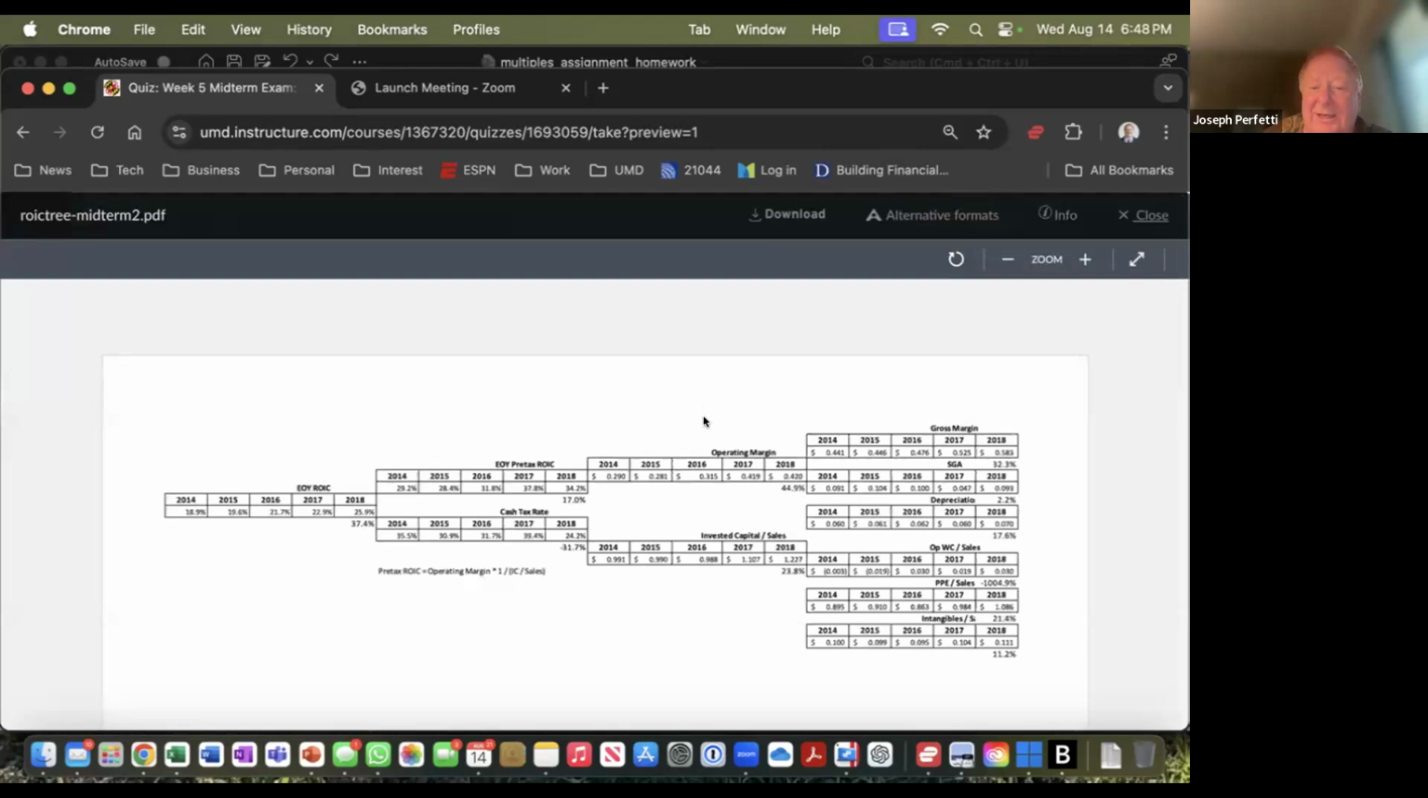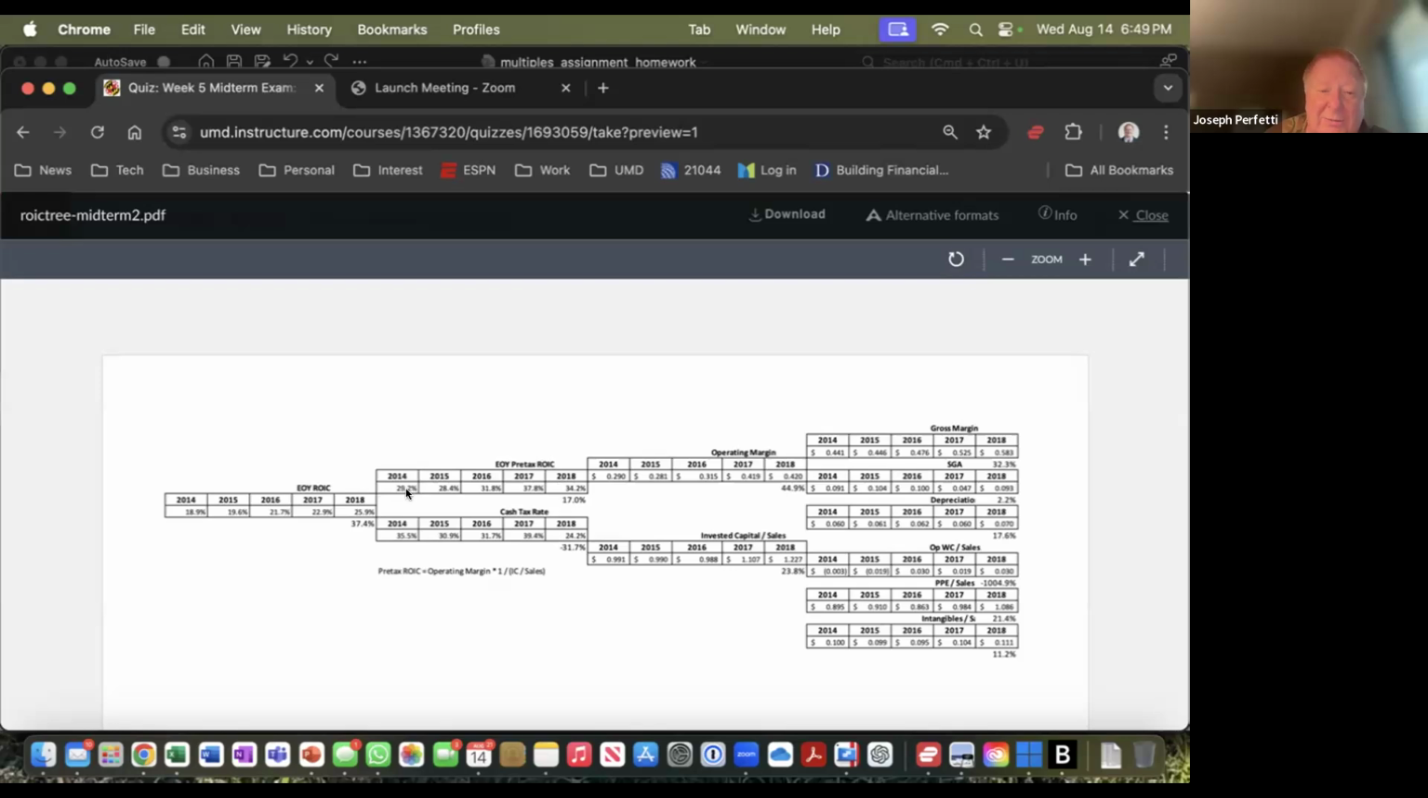So talk about the tax rate, margin, productivity first. Okay, so why did the ROIC improve from 19 to 26? Well, tax rate was one of the drivers because tax rate went from 35 to 24. So that was helpful to the ROIC.